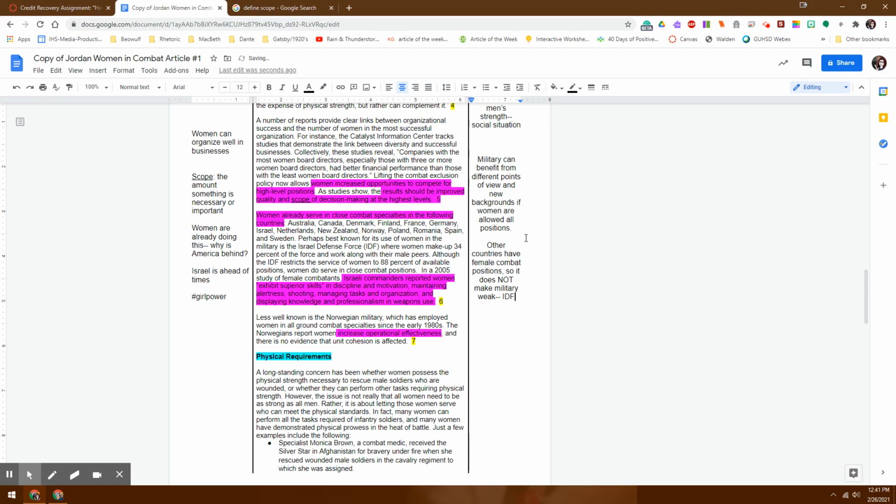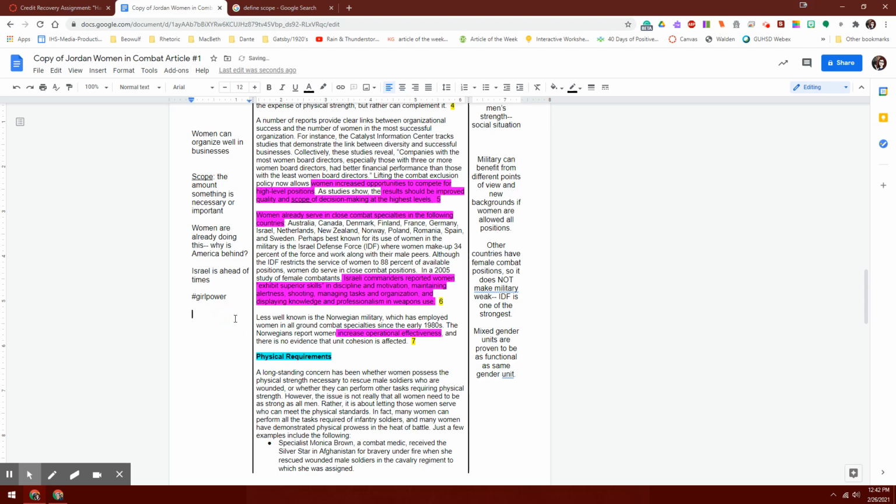Because Israel's force is one of the strongest. Okay, and then I'm going to put a little note down here that mixed gender units are proven to be functional as single gender units. So this is just kind of proving that it does actually help.